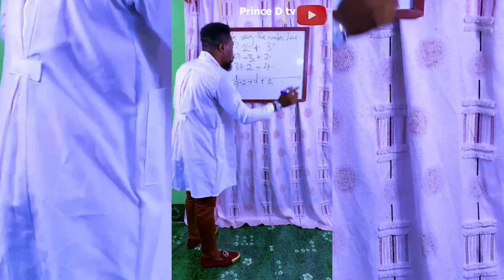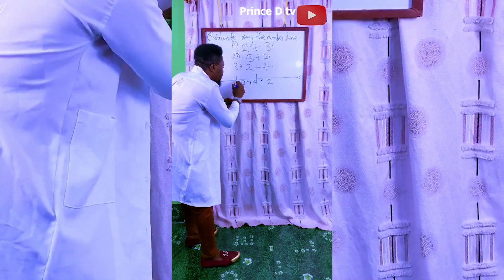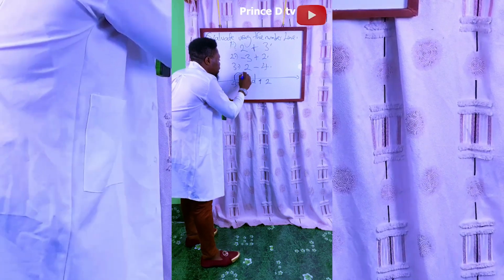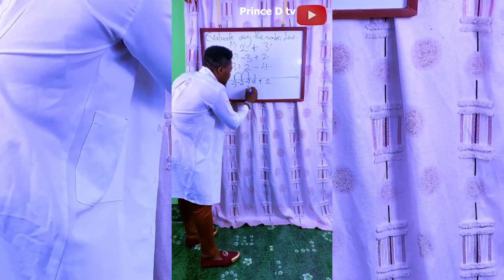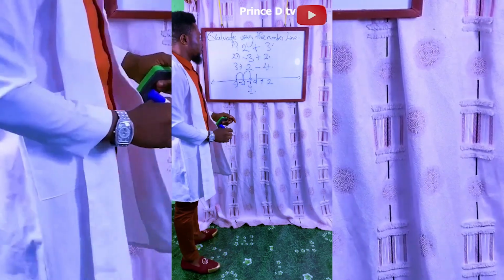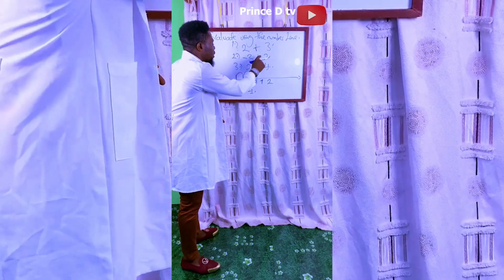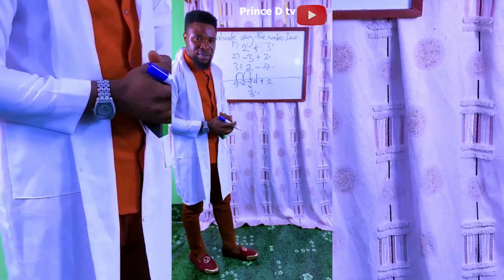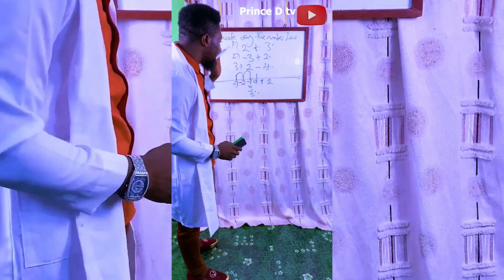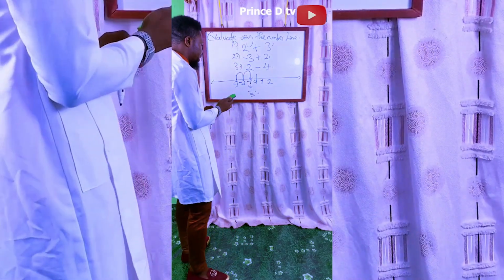How many times? 2. So negative 3, how many times? 2 times. 1, 2. So what's my answer there? It is negative 1. So negative 3 plus 2 is negative 1. Now, lastly, we move to the next.